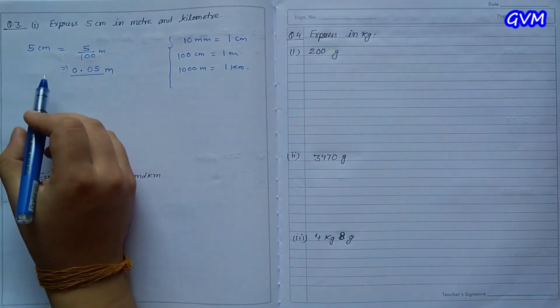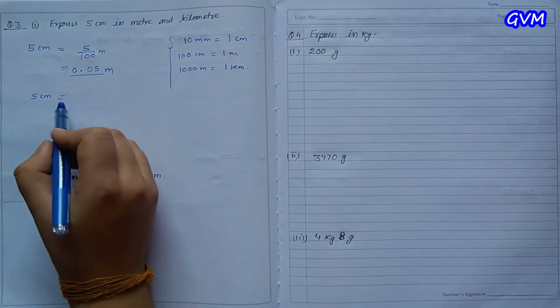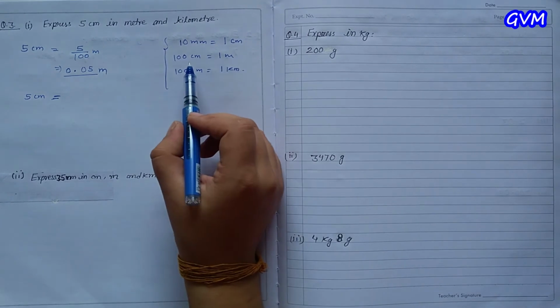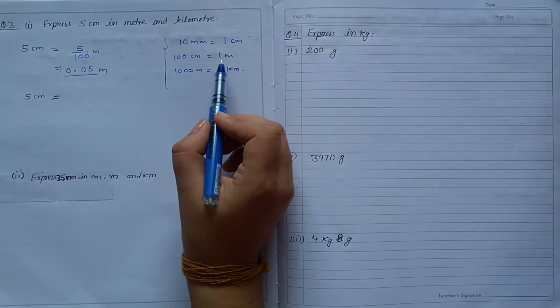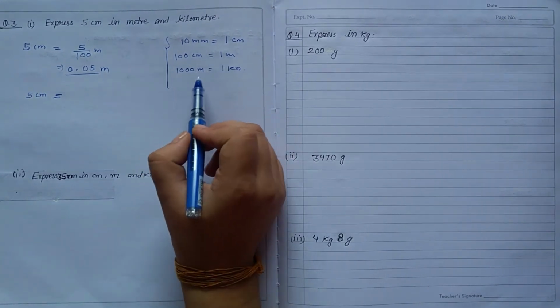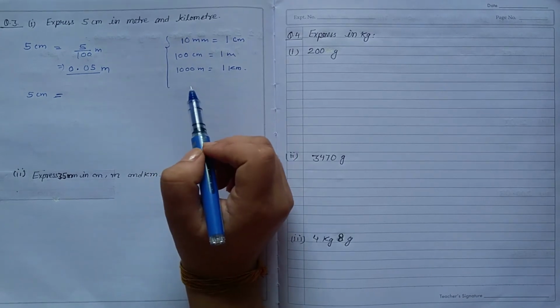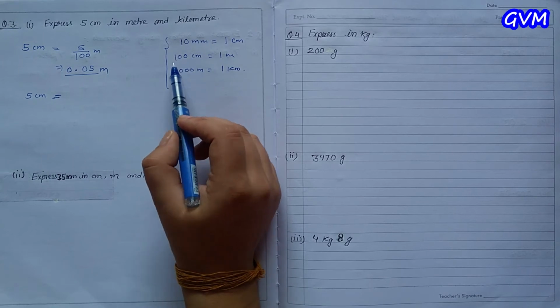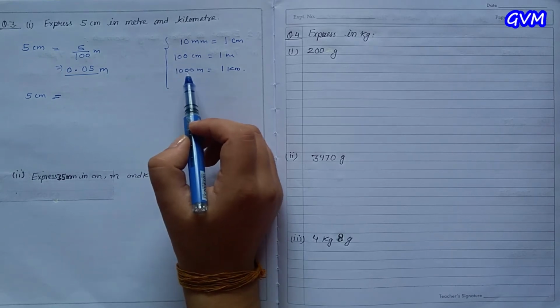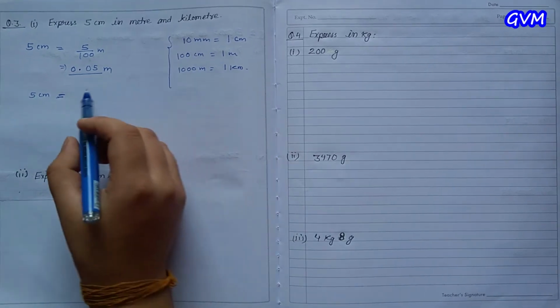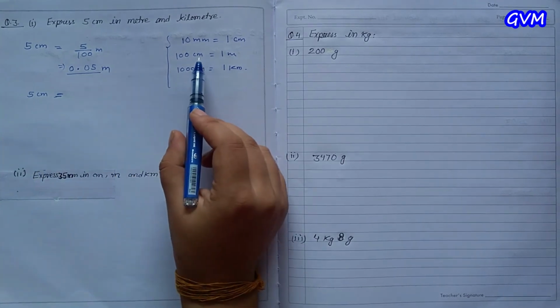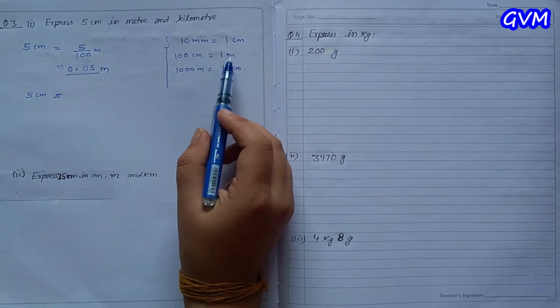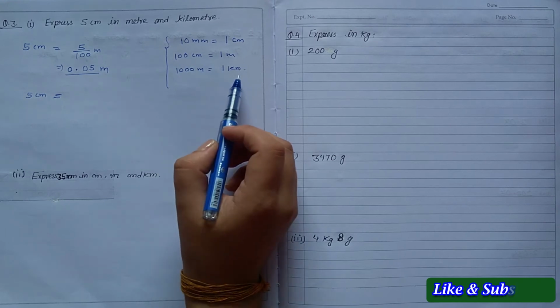Now to convert 5 centimeter in kilometer, first we have to see that 100 centimeter is equals to 1 meter and 1000 meter is 1 kilometer. So we must know that we have to divide by 100 first and then 1000. Because it is skipping one unit, that is meter. Okay. So centimeter से kilometer में जा रहा है.